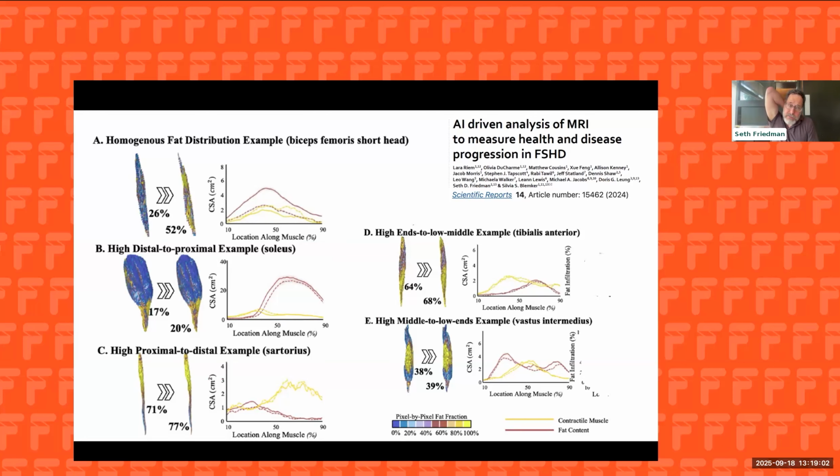Within the biceps femoris, here's a subject that starts with a fairly uninvolved muscle, and over a year, it progresses quite rapidly across the entire muscle. The next is the soleus in the calf, where this is sort of a distal to proximal kind of change. The sartorius goes from the top down. The tibialis anterior in this example goes from the outside in, so the top and the bottom are affected, and it kind of creeps towards the center. And then you can also have from the center out.